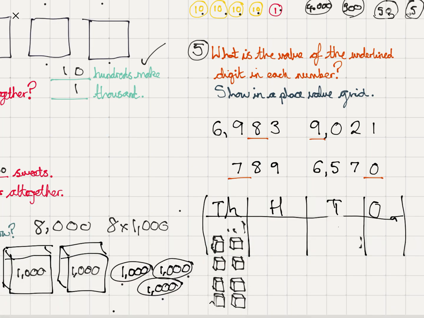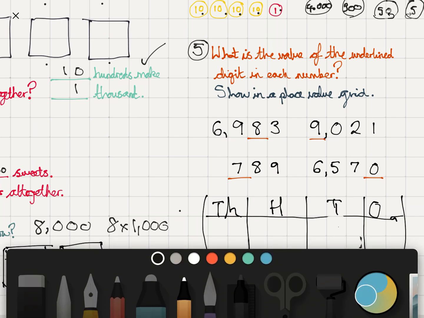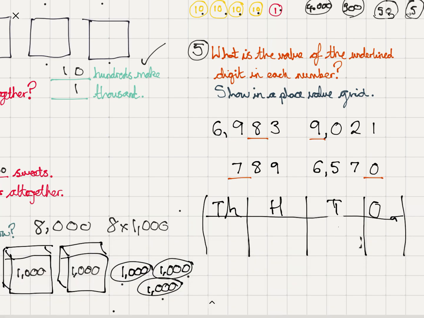Let's rub it out for our next one. Our next number we are looking at is 789. And the digit that is underlined is the 7, so 700. So you could just put the 7 under the 100, or you could do 7 boxes. 3, 4, 5, 6, and 7. Okay, nice and simple.